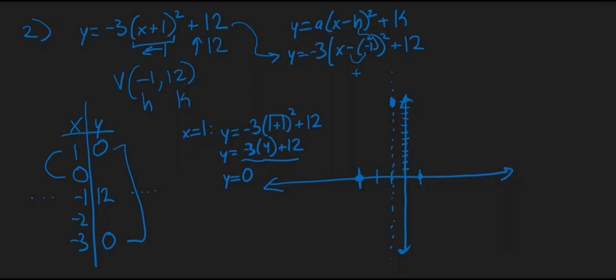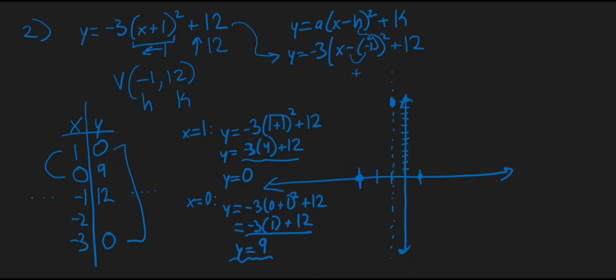Now from there, if you plug in an x value of 0, let's check what the y value would be. So we have y is equal to -3 times (0 plus 1) squared plus 12. That gives us -3 times, 0 plus 1 is a 1, and 1 squared is a 1 still. Then plus 12, and that gives us -3 plus 12, which comes out to be a 9. So when x is 0, then y would be a 9.